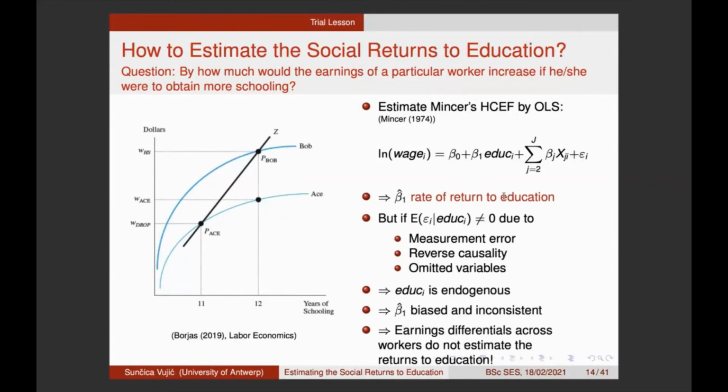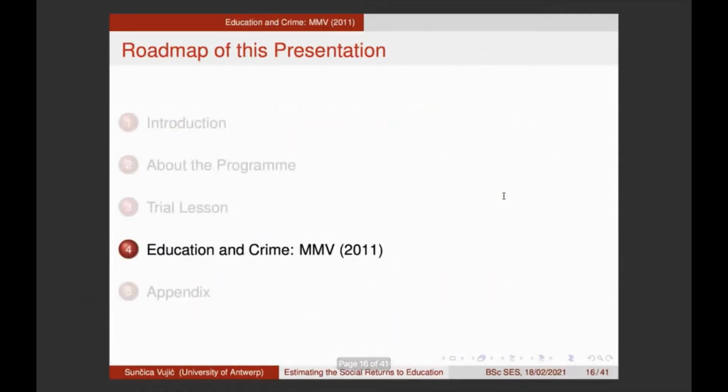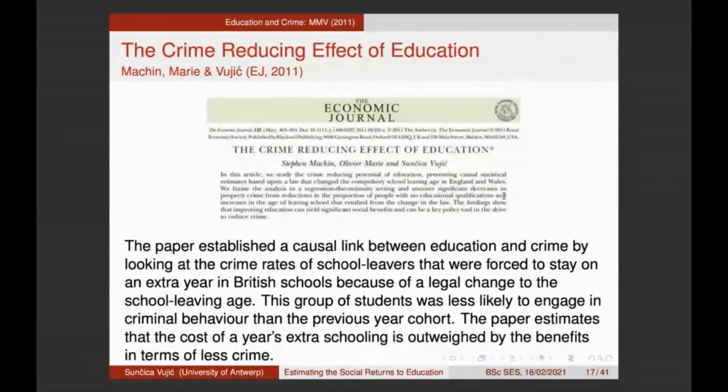So I'm wary of time again, so I will go on to illustrate the application that I want to illustrate, and this is from a paper where we connect education and crime. The paper is with my colleagues Olivier Marie and Steven Machin. Olivier is at Erasmus University Rotterdam, and Steve Machin is a quite well-known professor at the London School of Economics. And the paper was published in 2011 in the Economic Journal. And it really illustrates this previous problem and the method that I'm trying to show you as a solution to the problem.